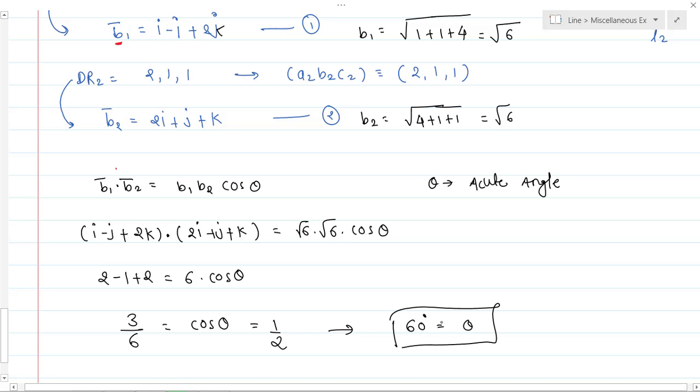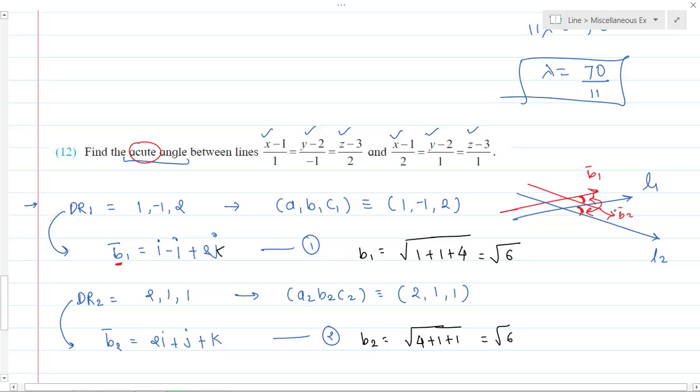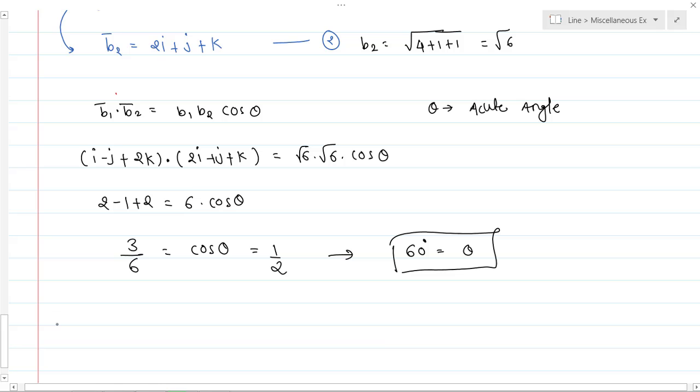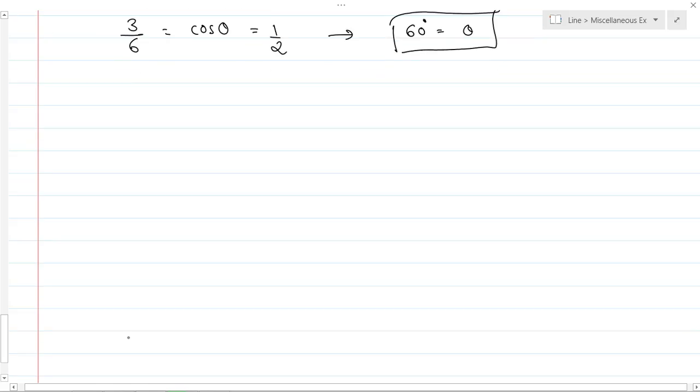So कितना आ गया भाई acute angle? ये आ गया अपना acute angle, ये आ गया मेरा angle 60 degree. It's very simple, बहुत आसान है भाई. Topic is very very simple. Okay, just we require the concepts.